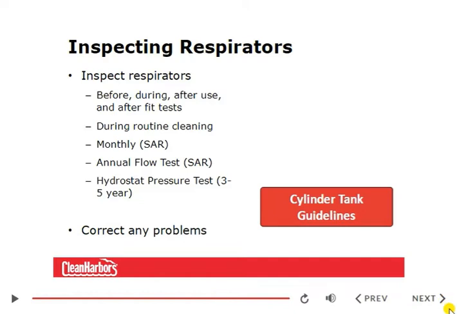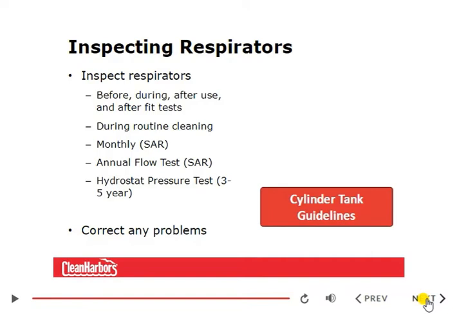According to the Clean Harbors Standard, you must inspect respirators before each use, during cleaning, and after fit testing. SCBAs require additional inspection and testing. A documented inspection for each SCBA must be completed at least monthly. SCBA manufacturers and the NFPA recommend at least an annual flow test.